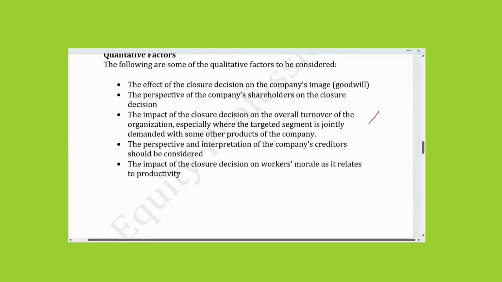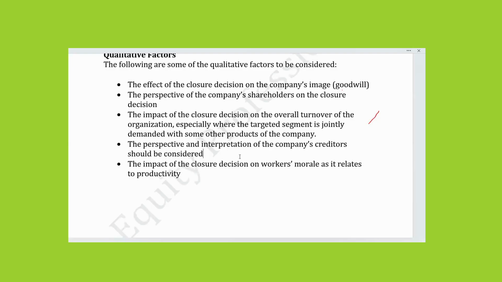Next, you also need to consider the effect of the closure decision on workers' morale as it affects productivity level. All right. So when there is a closure decision, when you close a particular segment, the workers that are currently operating on that segment may be retrenched, all right, or they may be redeployed. So if they are retrenched, that means you ask them to go, all right.